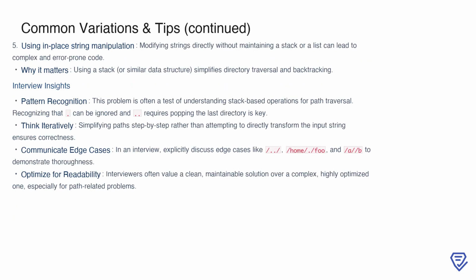Now, let's look at some tips and insights for solving this problem effectively. Using in-place string manipulation is a common approach but can make your code unnecessarily complex and error-prone. Instead, relying on a stack or a list simplifies the process of directory traversal and backtracking. By pushing valid directories onto the stack and popping when encountering .., you can maintain clarity and correctness.